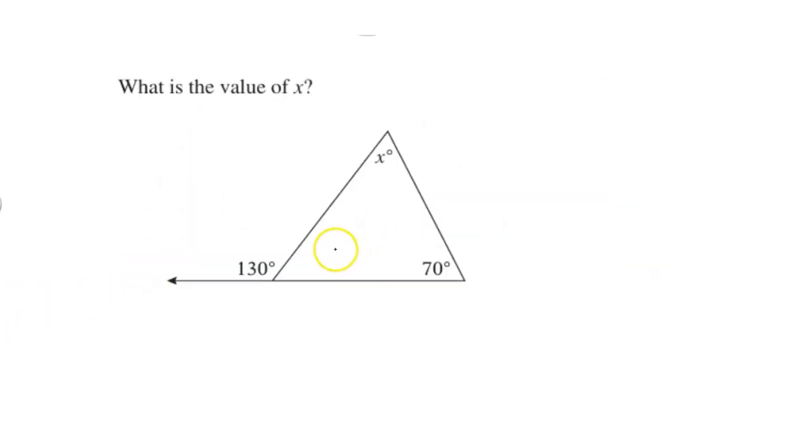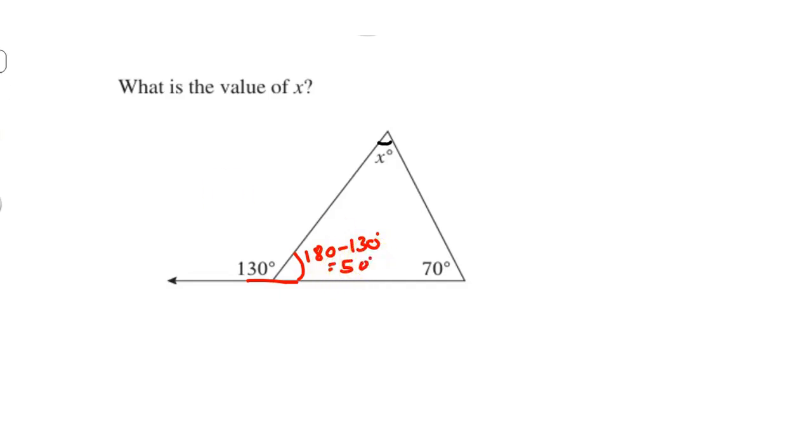Let's try this question also. Here we have to find the value of x. Now this is a straight line, so the sum of both of these angles is supposed to be 180. If this is 130, this should be equal to 180 minus 130 degrees. So this would be 180 minus 130, that is 50 degrees.